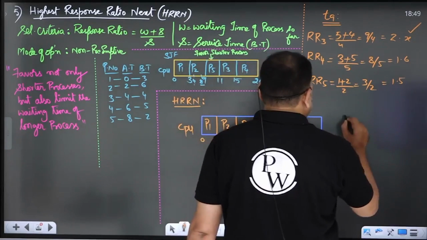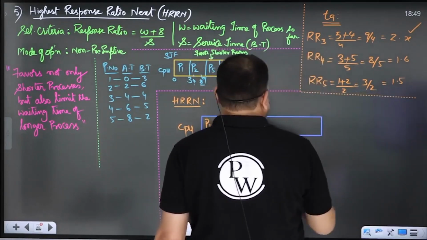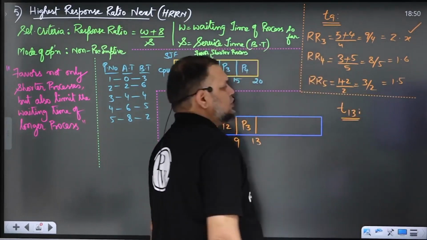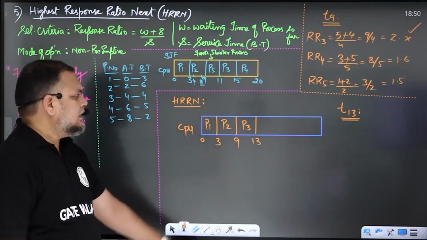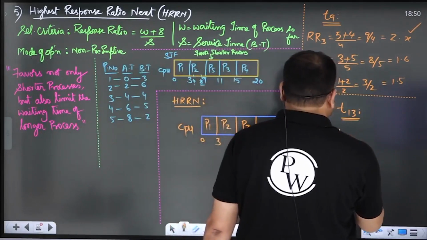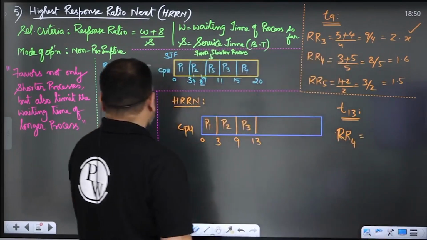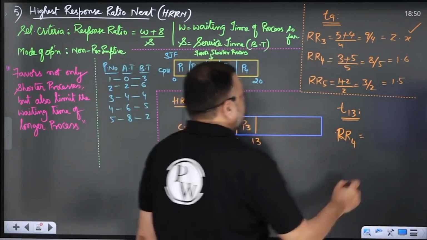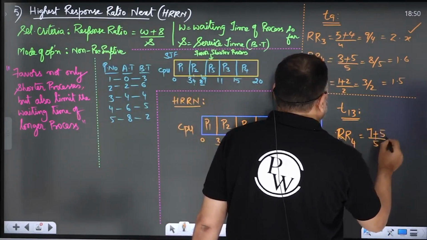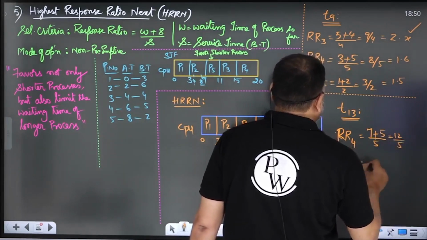So therefore I say like this. At time 13, I will recompute the response ratio of the processes pending. Who are pending? P4 and P5. So I will write here the response ratio of process 4. Process 4 came at time 6, current time 13, waited 7 units. 7 plus the burst time of P4, 5, by 5. 12 by 5.